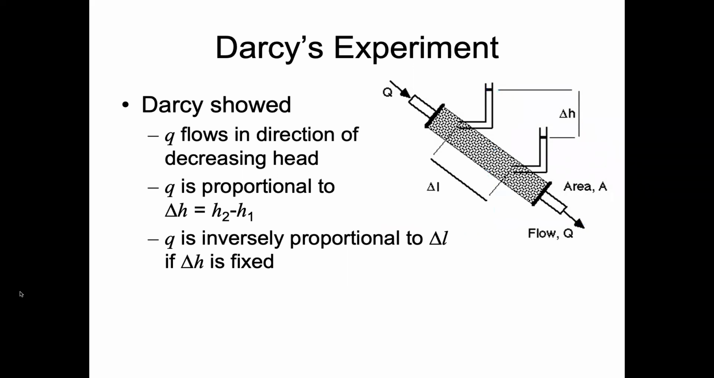We also see that Q is proportional to the difference in head. If we have a higher difference between our head 1 and our head 2, those two little columns or pipes pushed out, then we would have a higher Q. We would also find that the volumetric flux of water is inversely proportional to the length, if our change in head stays the same. Meaning that if our L gets longer, our Q becomes smaller. If our L gets shorter, our Q becomes greater.